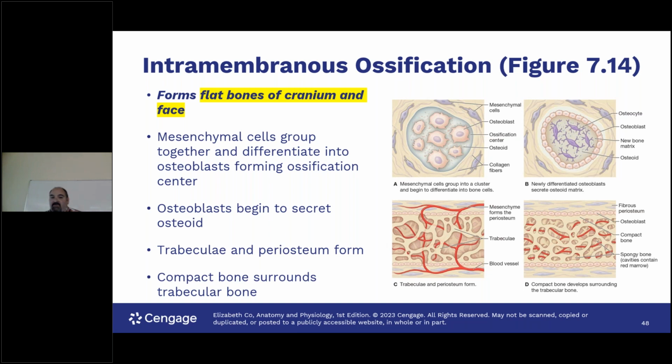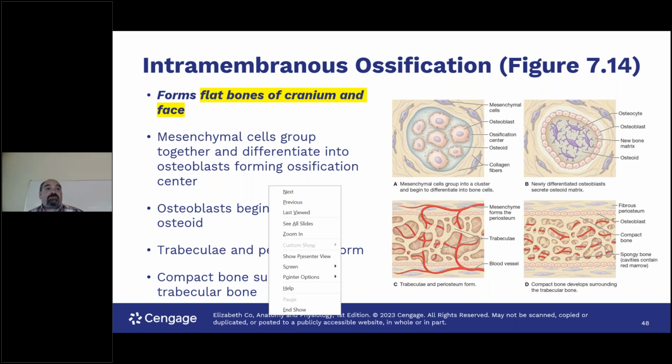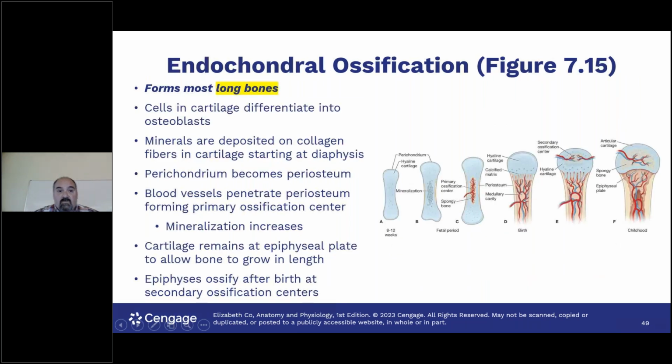Here we have an example of intramembranous. So think the flat bones, intramembranous ossification. Remember, it's a sandwich: compact bone, spongy bone, compact bone, right? Endochondral. There we go. We're taking a hyaline cartilage model and we're ossifying it to become bone.